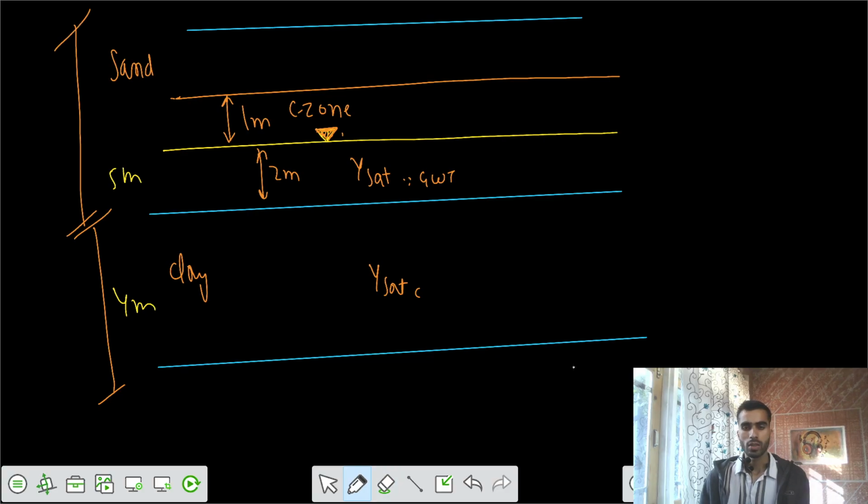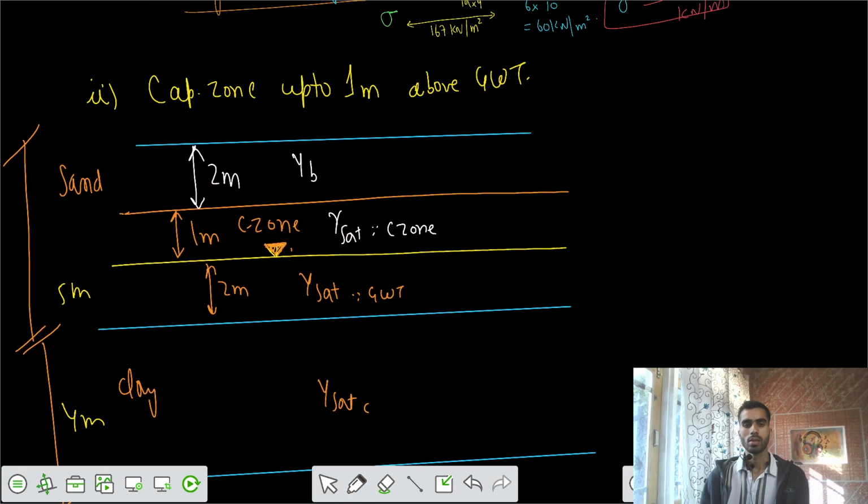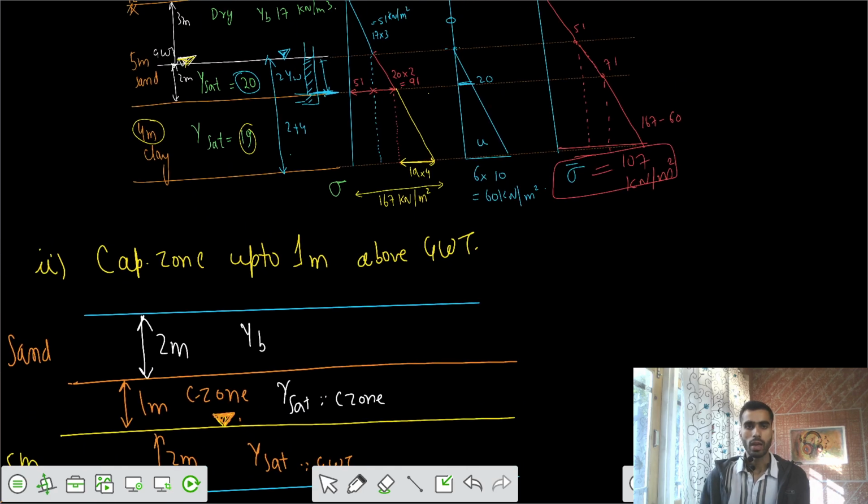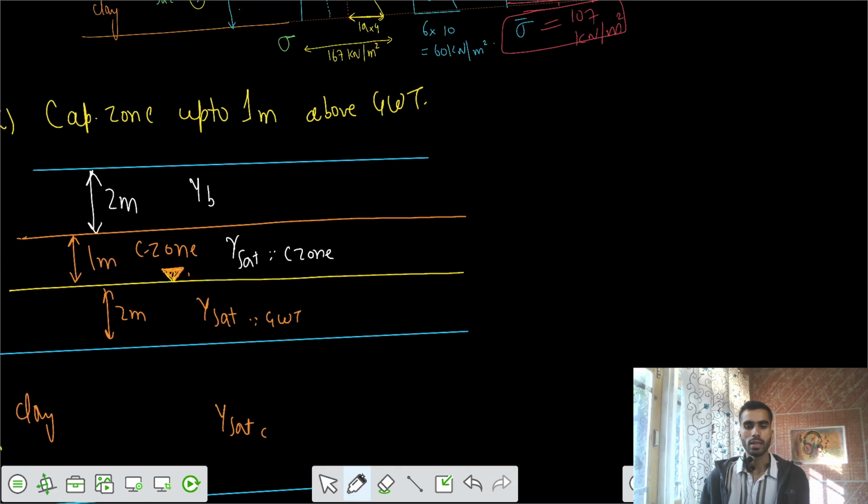and that means the top one would be 2 meters now. Can you see that? And this would be bulk. Gamma bulk was given to you. Gamma sat was given to you. So this would also be gamma sat, but because of the capillary zone. So that's also the same value of gamma sat. So we have those values 17, 20, 19.